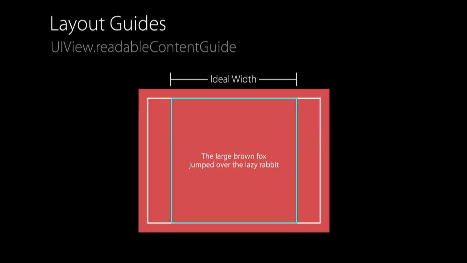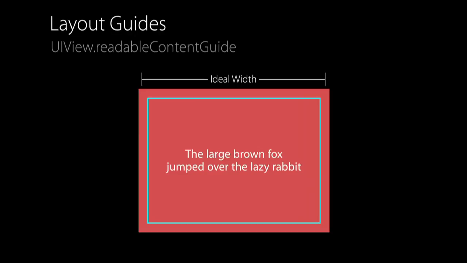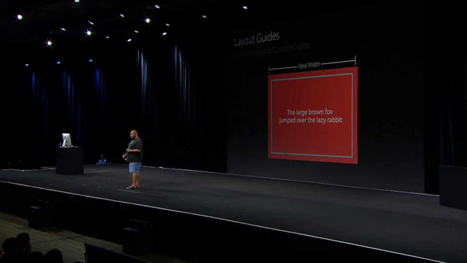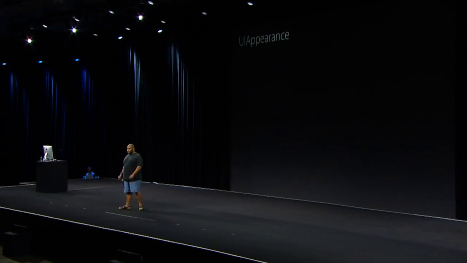Now, the readable content guide is based on the dynamic text size. So what happens when that changes? Well, we increase the dynamic type size, and the ideal width increases. And as you can see, because the readable content guide is based inside of the layout margins, the guide doesn't necessarily extend past those margins. And then you can lay out your text and get a nice readable length of text that's inside of your view. And so with that, let's talk about UIAppearance.